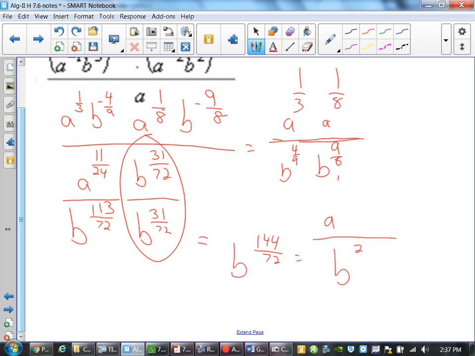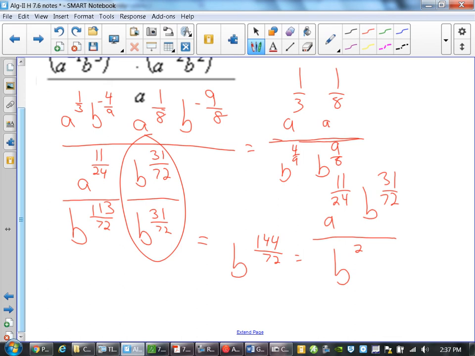A to the 11/24, B to the 31/72. But then don't you have to simplify and subtract out the front? No, because if you do that, you're going to get an infinite loop. That's why the instruction says make sure there are no fractional exponents in the denominator. By doing this, you have no fractional exponent in the denominator. You rationalize it, and you're good, so you just don't simplify that.